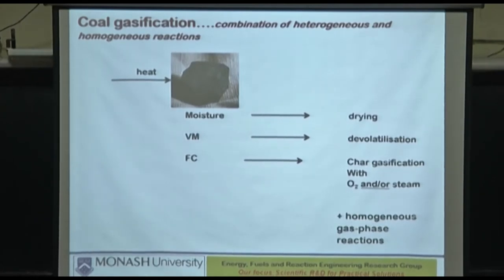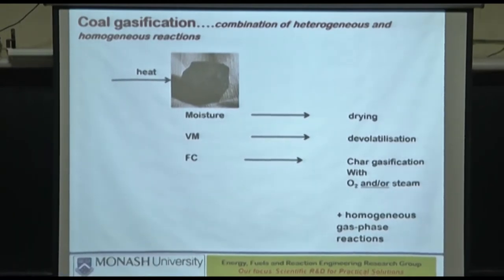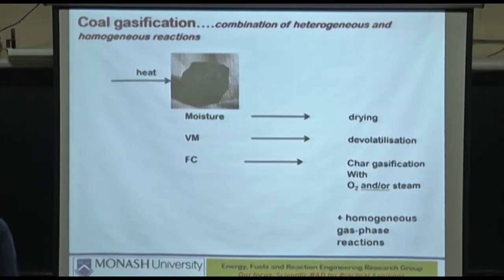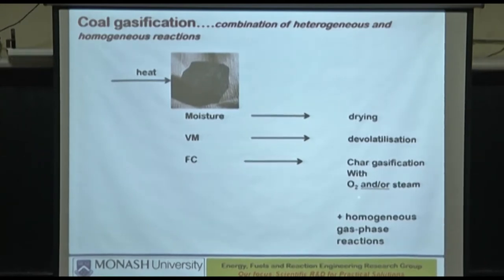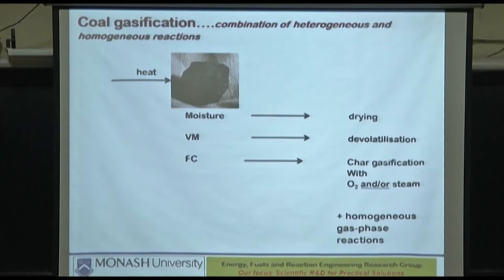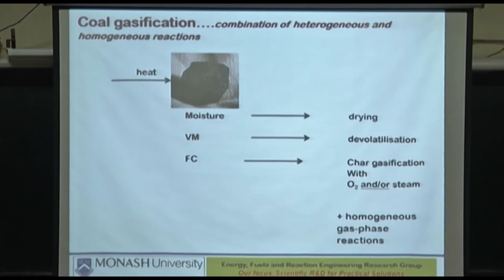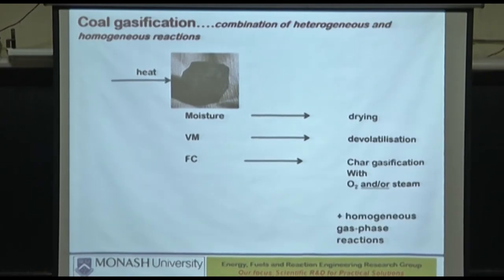So some of these react plus some of the homogeneous gas phase reactions also take place. What that means is during the devolatilization, you are releasing the gases, and some of those gases can also react between themselves. So char gasification with oxygen or steam or CO2, these are all heterogeneous reactions. Heterogeneous reactions means one of the two is in solid phase, the other one is in gas phase. That's why heterogeneous, but when both of the reactants are in the same phase, the gas phase, then you have the homogeneous gas phase reactions also going on.